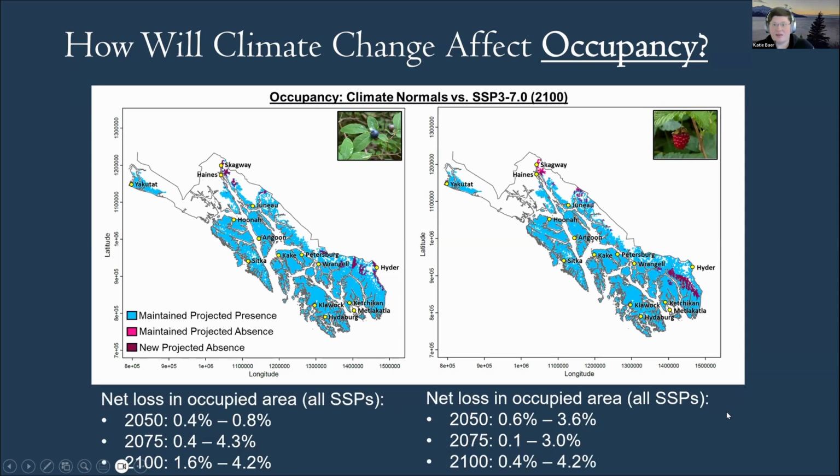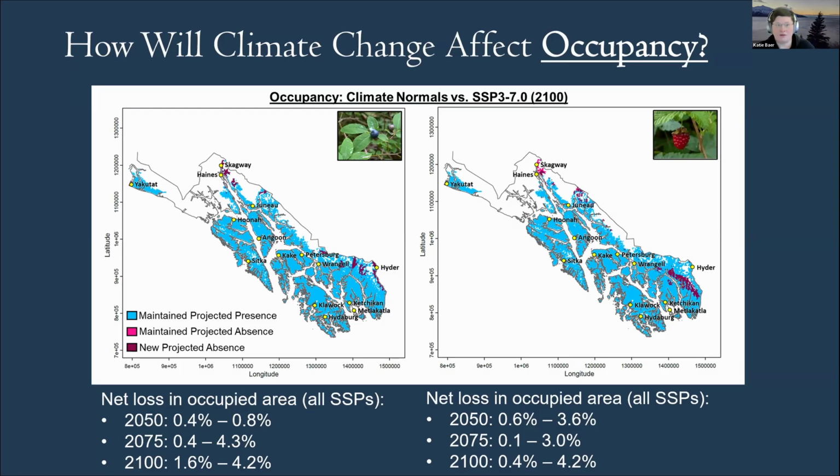So taking that, then we can compare it to predictions for future climate scenarios. This is just one. This is SSP3 for the year 2100. But this pattern kind of holds to some degree or another for all of the future climate scenarios in all of the years. What we're seeing is occupancy is expected to remain pretty high. So that's a really good climate change story. We're not going to lose these species in Southeast Alaska.